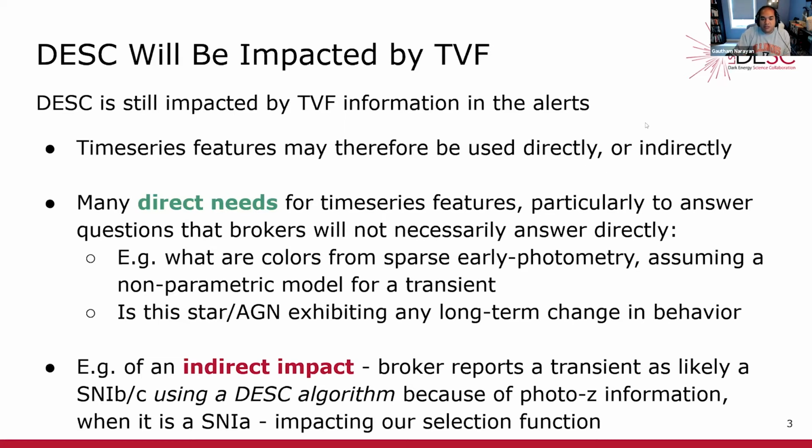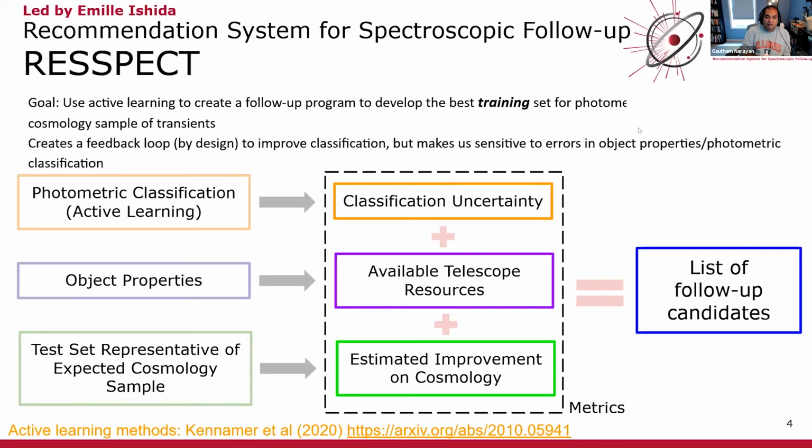And it can actually become more complicated than that. Desk is, for example, thinking of a feedback recommendation system. This is based off of Respect, which is a project between the Coin team led by Emily Ishida and Desk. And the idea is that we take the objects that we are most confused by, least certain about, and try to go follow them up, and then retrain classifiers over and over so that our classification performance improves over time. But of course, this assumes that the features itself that we're getting are relatively unbiased. And so this is also a really good way to bake in bias into a classifier going forward. So this means that Desk has to pay a lot of attention to these time series variability features for a bunch of our science cases.